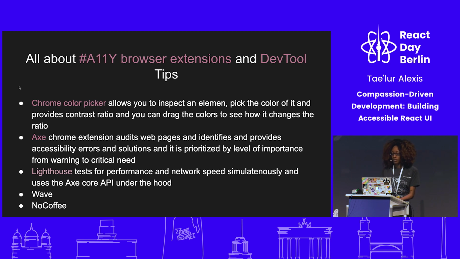Yeah. And Lighthouse tests for performance and network speed simultaneously, and uses the Axe Core API under the hood. And there's also Wave and No Coffee. So I'm going to go over 5 websites, if I have enough time. Wikipedia, Beyonce's website, Jerome Parker, Netflix, and Udemy.